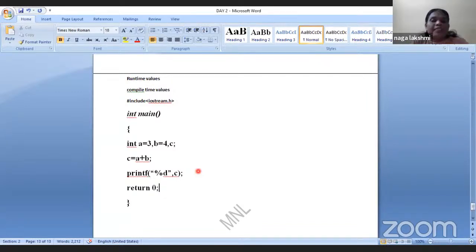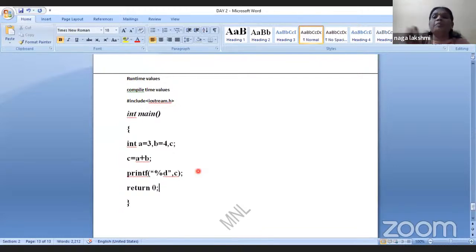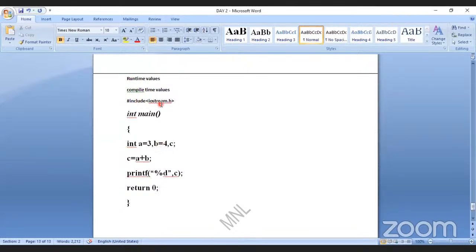Okay, the first time I get 7. Again I execute a second time. Again I compile the program. What will be the output I get the second time? 7, ma'am. How many times I execute, the same output I am getting, because I have provided the values at the compile time. Means what? Before compilation, if you are giving the values, they become compile time values.